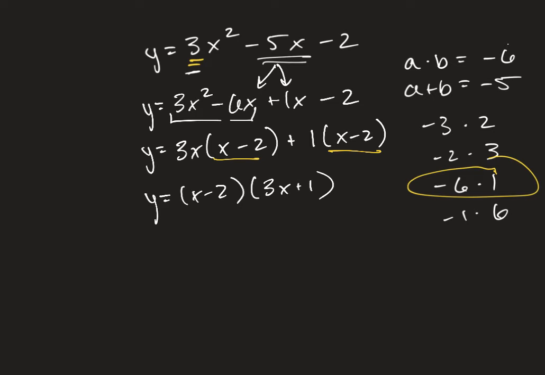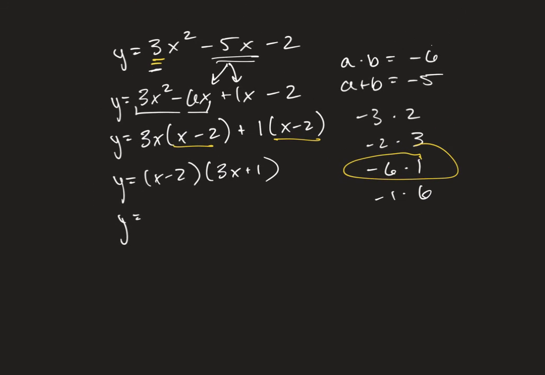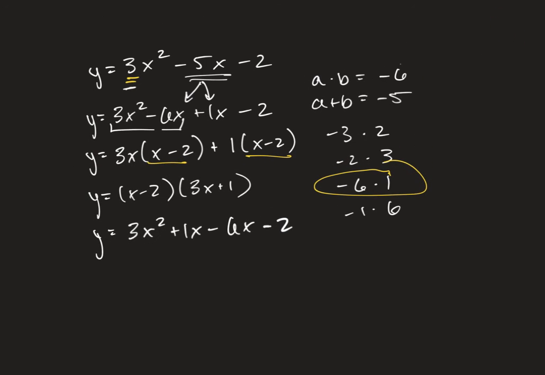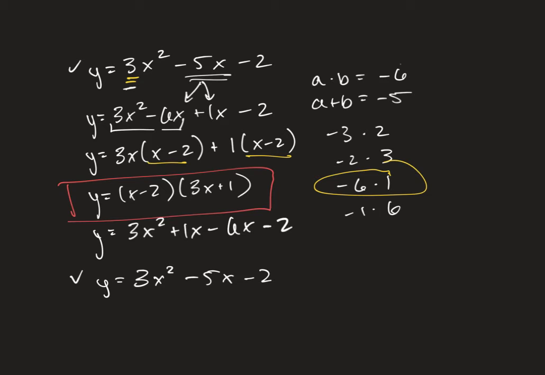And if you want to check to make sure you're right, you can distribute and do x times 3x is 3x squared. x times 1 is plus 1x. -2 times 3x is -6x. And then -2 times 1 is -2 again. And then we can just combine like terms. 3x squared minus 5x minus 2. These are the same. We did it right. So our factorization is this bit in the middle.